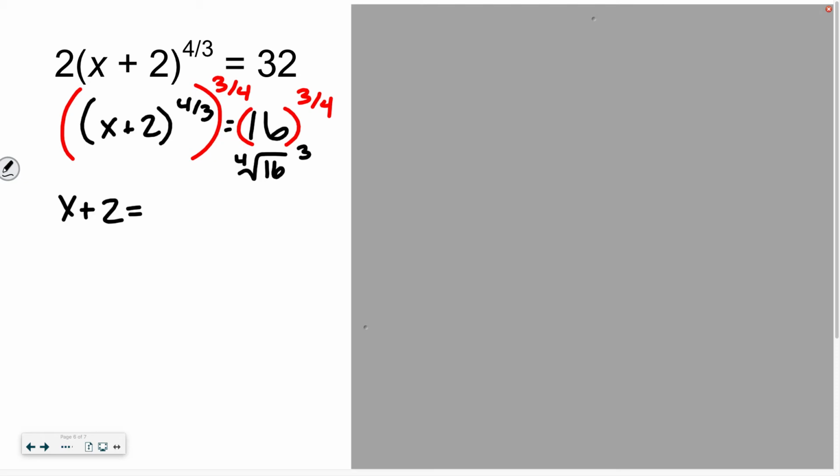cubed. And when you take an even root while solving, you don't know if it was positive times positive times positive times positive, or negative times negative times negative times negative. So on this one, we have to say plus or minus 2 cubed. Okay, we're solving right now. We're in the process of solving. That's when you add the plus or minus, if you're solving, which we are. So that means that x plus 2 could equal plus or minus 8.